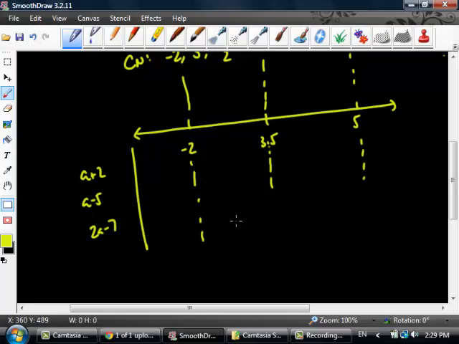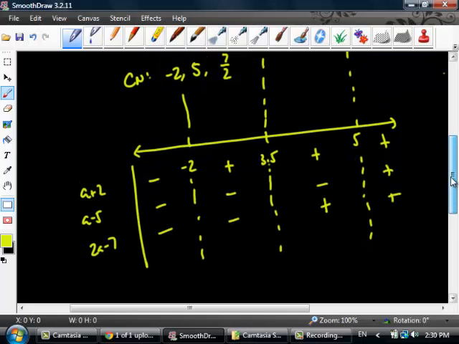Okay, so David, I need a number that's smaller than -2. -10. That's going to be negative all the way. In between -2 and positive 3.5 is going to be 0, right? So that's going to give me positive, negative, negative. In between 3.5 and 5, let's try 4. Positive, negative, positive. And then beyond 5, it's going to be all positive.